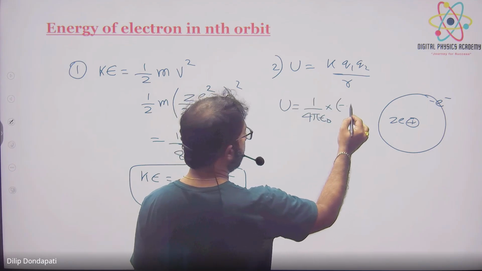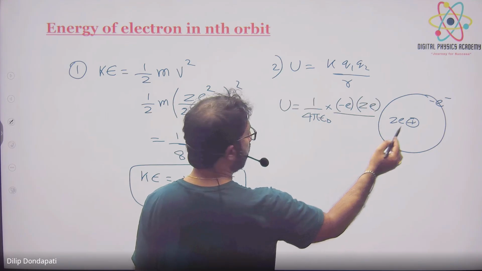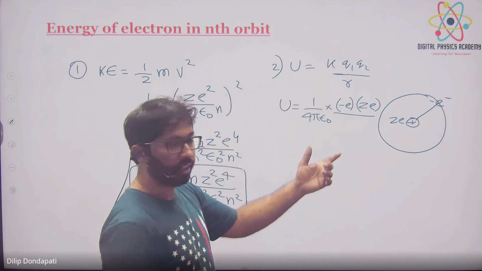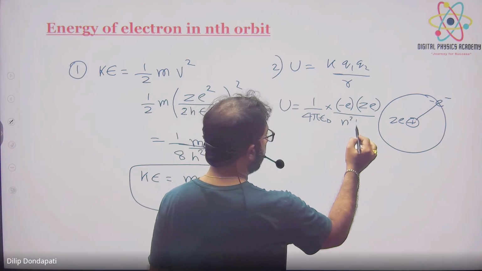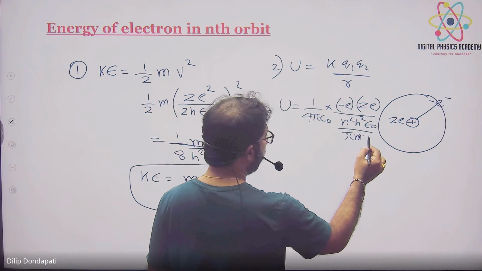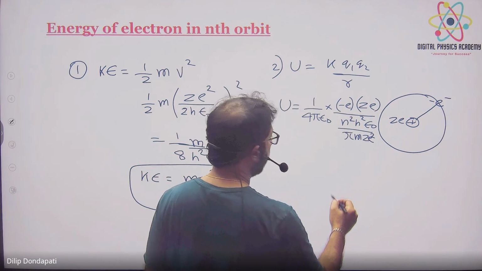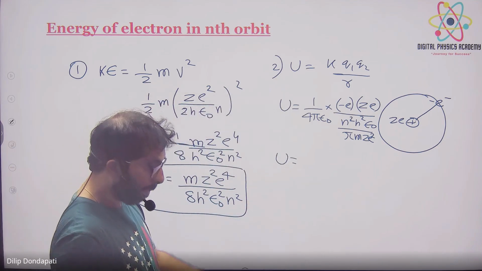Q1 is minus C and Q2 is ZE by R. Distance between the two is radius, right? And the radius formula you have to substitute. Radius formula कितना होगा? n square h square epsilon by pi m z square. Okay. So ऊपर गया तो सॉल्व किया तो क्या होगा?